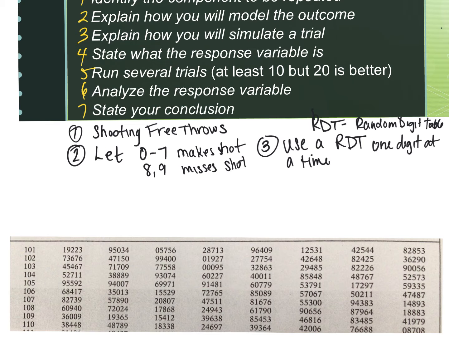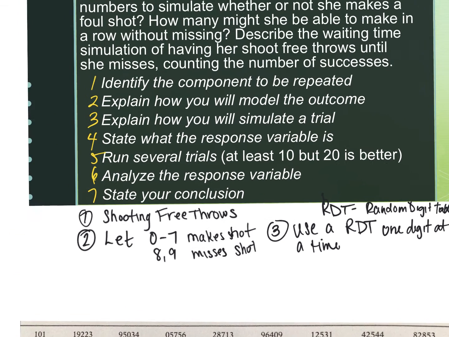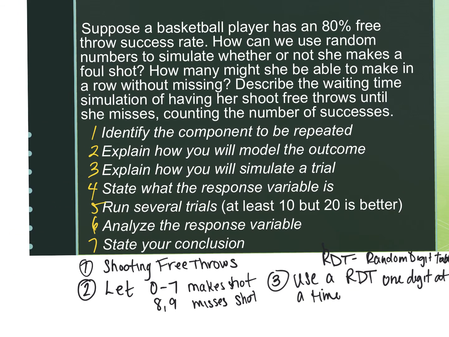So we're going to go one number at a time on our random digit table, and we're trying to simulate how many shots she makes before she misses, right? It says, describe the waiting time simulation of having her shoot free throws until she misses. Okay, so what are we counting? How many shots she makes before she misses it, right?